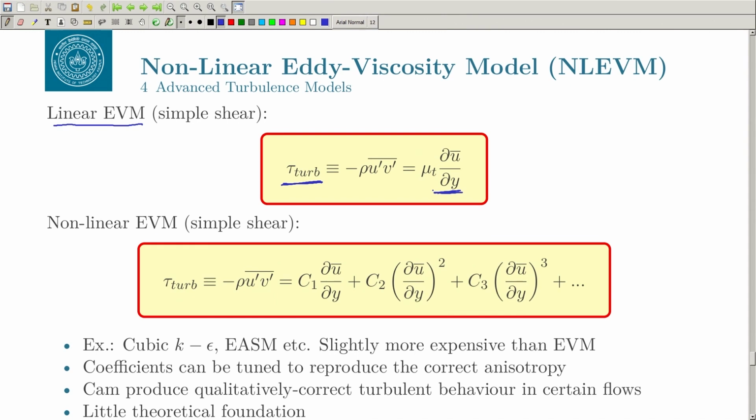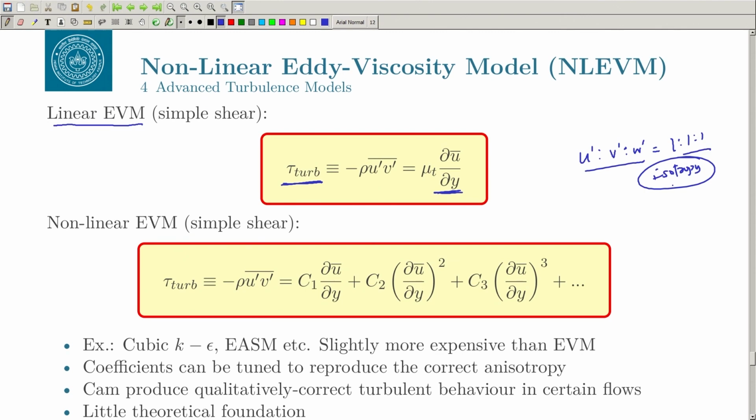But in the literature you have non-linear eddy viscosity models also, which basically take care of anisotropy. What do you mean by anisotropy? You have u prime, v prime and w prime. In this linear eddy viscosity model, we assume that they are of 1:1:1. In all the directions the fluctuations are basically kind of equal. That is isotropy. But that is not true in practical flows, and it can lead to some wrong predictions.